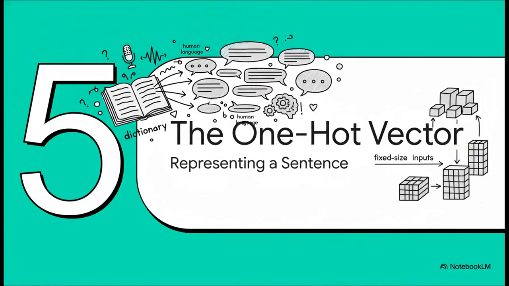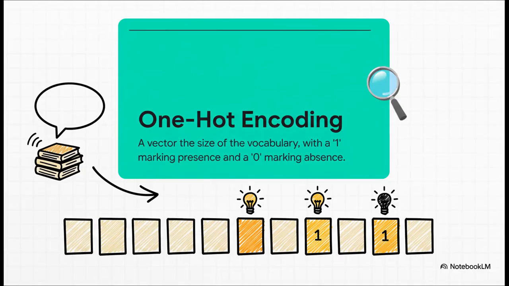Okay, awesome. We've got our dictionary, but how do we use it to represent a whole sentence? I mean, sentences have different lengths, and machine learning models really like their inputs to be a fixed size. Well, the answer is a really clever technique called One-Hot Encoding. The basic idea is this.